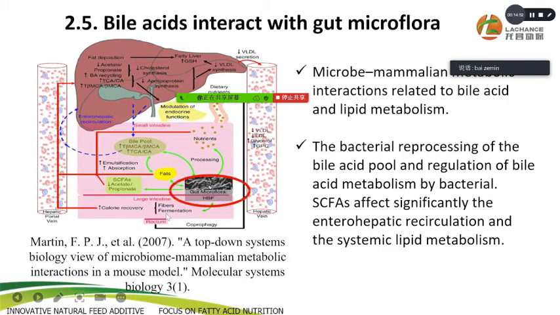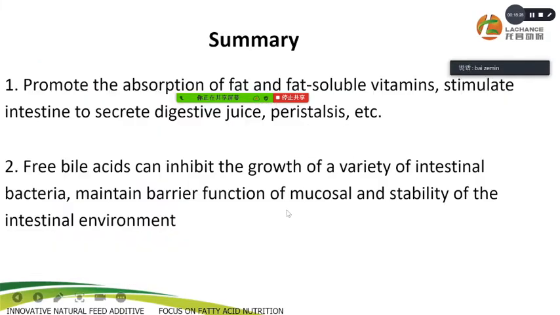Okay, this is the microflora in the gut, and it can reprocess the bile acid pool, with regulation of bile acid metabolism by bacteria. So for the human being there is a lot of research, but for aquatic animals, there is a shortage of research. I think in future, more and more research institutes, universities, even companies will do such kinds of jobs. And let me do the quick summary.